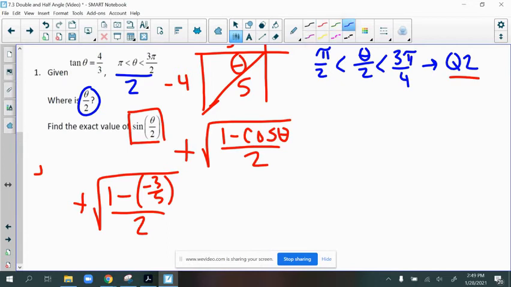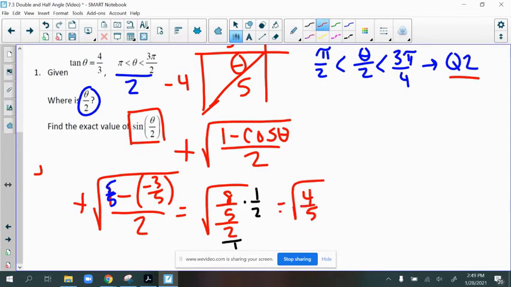From here, it's just a matter of doing some basic algebra. I'm going to drop the plus sign because I don't really need it anymore, and I'm going to get a common denominator. So this is going to be 5 over 5. Then 5 plus, this double negative makes it positive, so 5 plus 3 is going to be 8 over 5, divided by 2. Now if you need to, you can make it a fraction over a fraction, so you would multiply by the reciprocal, or I would just take half of 8. And so I would have the square root of 4 over 5.